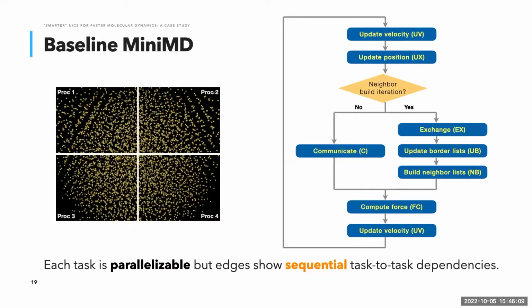In this slide on the right, I show a flowchart of MiniMD basic tasks. The tasks are the blue boxes in this figure. For now, the details are not important. Instead, the important part is that each task itself can run in parallel, but the sequence of tasks is serial. That means if we want to offload a task to the DPU, we have to break these dependencies somehow.